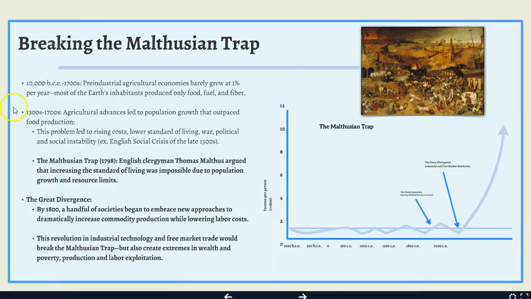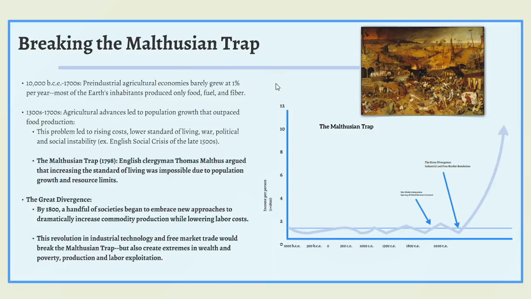Beginning in the 1300s and lasting through the 1700s, there were numerous technological and agricultural advances that actually increased population growth, but it increased population growth so much that the number of people starts to outpace food production. And so this lack of resources, especially food resources to sustain a growing population, this led to absolute turmoil, especially across Europe.